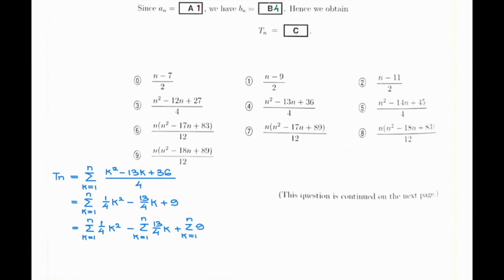And then the last part is you need to remember the formula of the sum from k equals 1 until n of k squared, the sum from k equals 1 until n of k, and the sum from k equals 1 until n of 9. You need to remember the formula. I will write down the formula here. Basically, the sum from k equals 1 until n of k squared becomes 1 over 6 n, n plus 1, 2n plus 1.